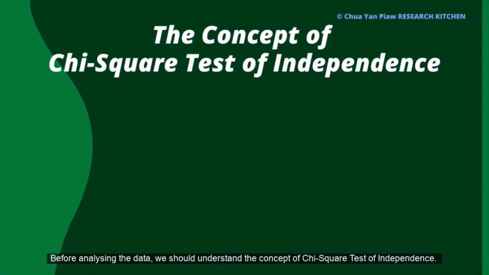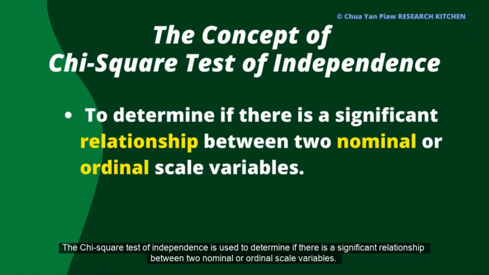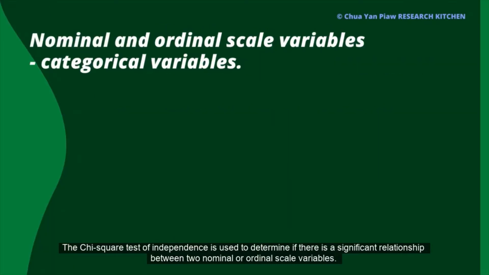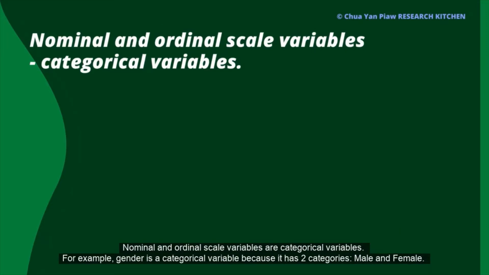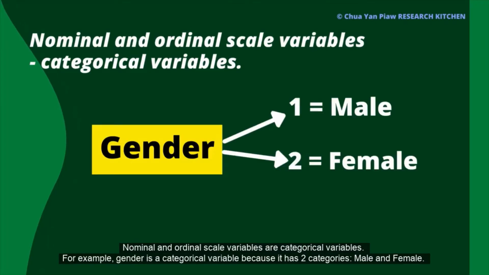Before analyzing the data, we should understand the concept of chi-square test of independence. The chi-square test of independence is used to determine if there is a significant relationship between two nominal or ordinal scale variables. Nominal and ordinal scale variables are categorical variables. For example, gender is a categorical variable because it has two categories, male and female.